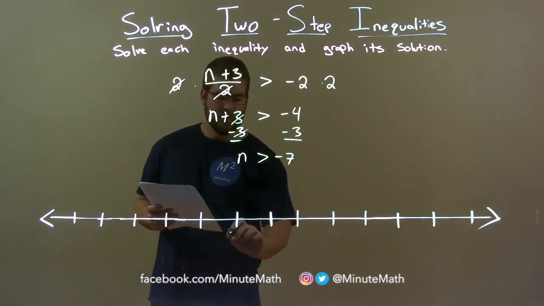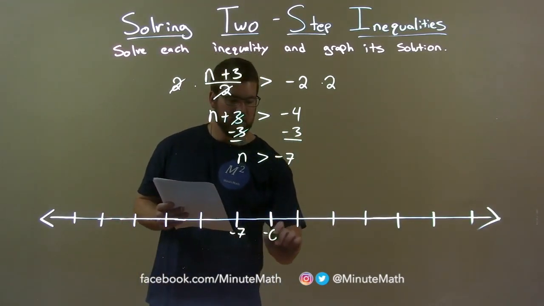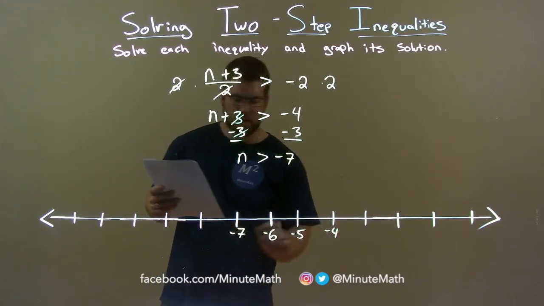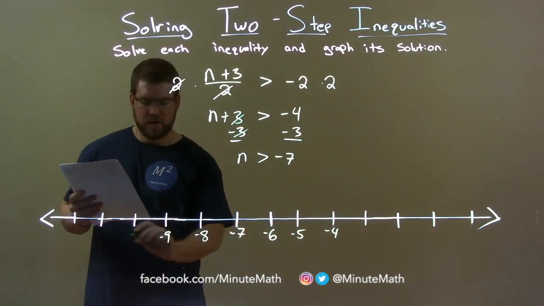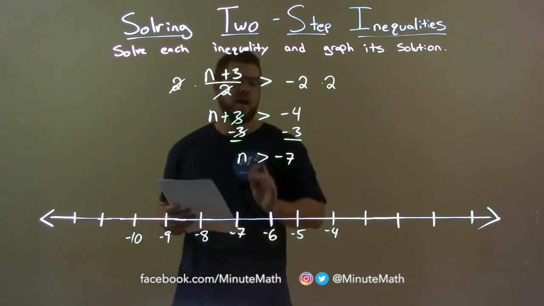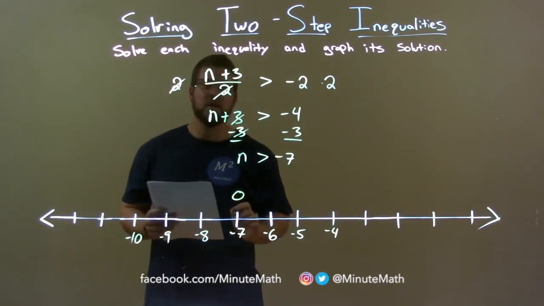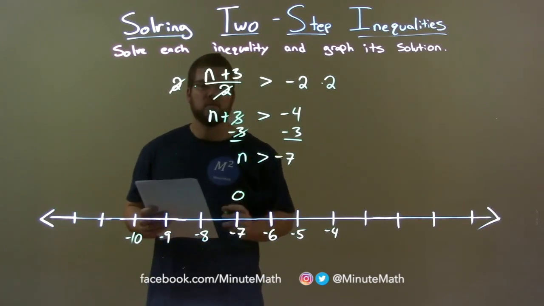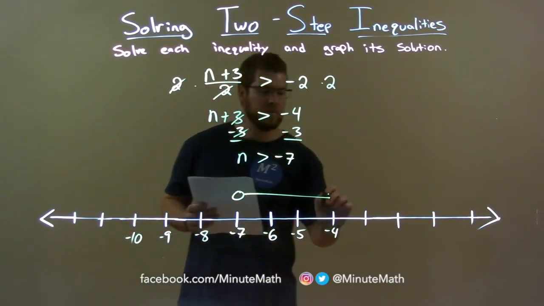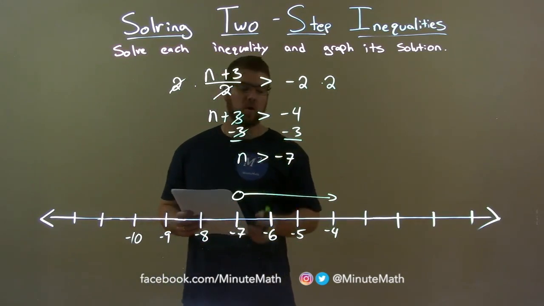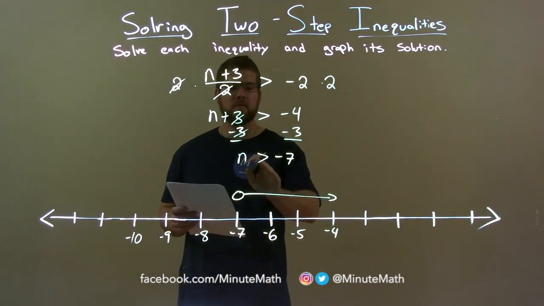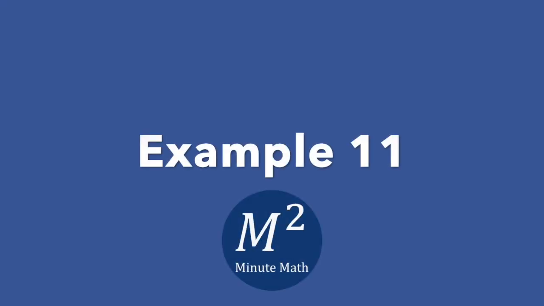So let's graph it. Negative 7 here, and then we have negative 6, negative 5, negative 4, and negative 8, negative 9, negative 10. n is not equal to negative 7, so that means we have an open circle here at negative 7. n is greater than negative 7, so the arrow goes to the right. And there we have it. Our graph matches our final answer: n is greater than negative 7.